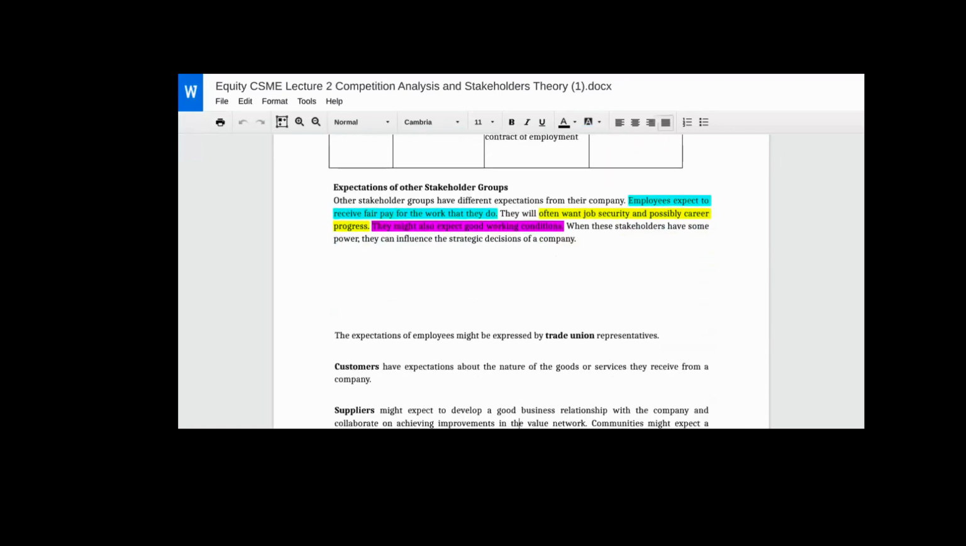And part of the expectation of the employees as a trade order that I mentioned earlier is this: they want recognition of trade union. They want their trade union to be recognized by the management because they are the ones that will represent them and protect their interests.